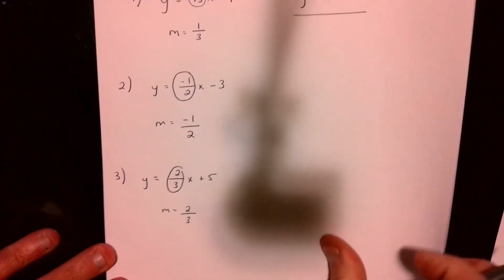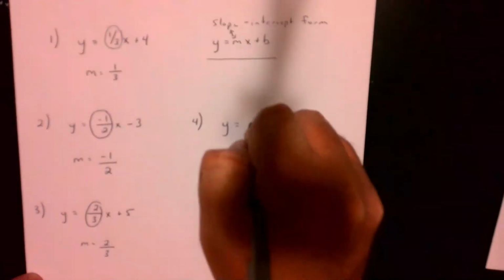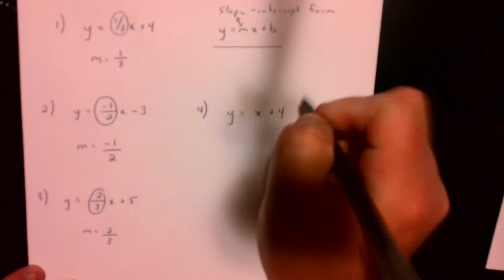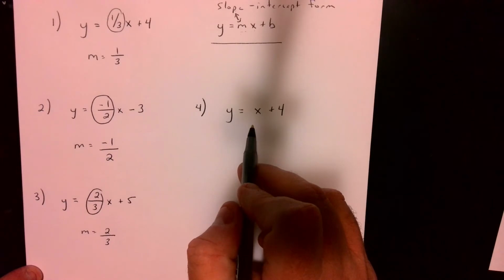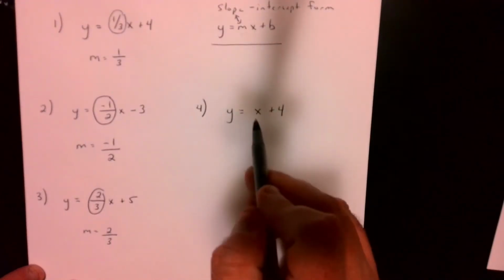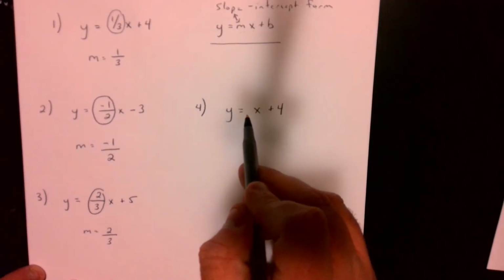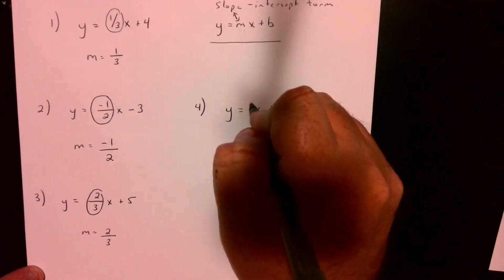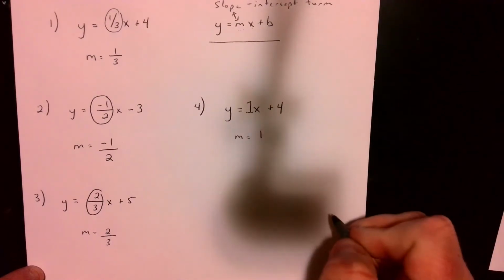Let's look at a couple tricky situations that sometimes happen and kids make mistakes on. Let's say we have this one, y equals x plus 4. Where is our slope here? Once again, we said the slope usually sits right in front of the x. So if I look here, what's in front of the x? Hopefully you didn't say 0. There's always a 1 right there, right? So our slope is 1.